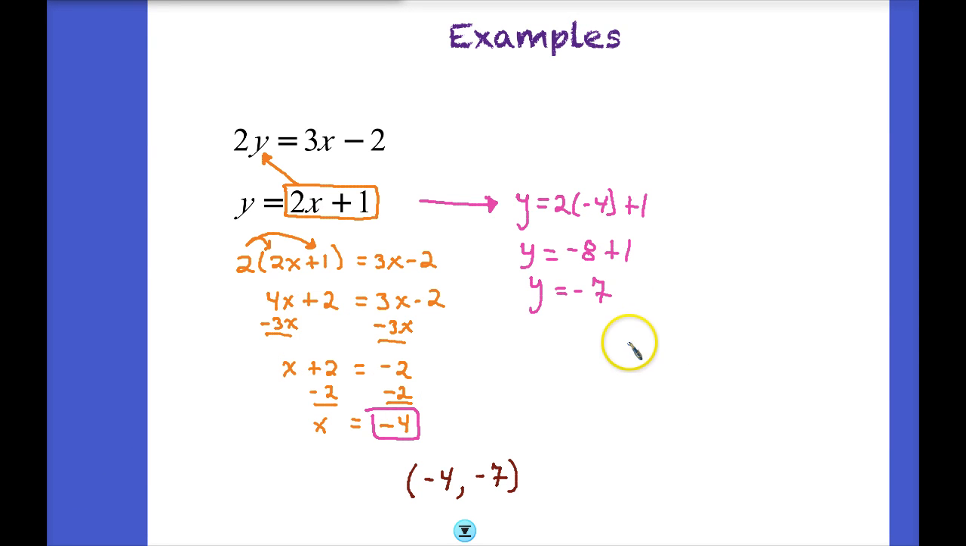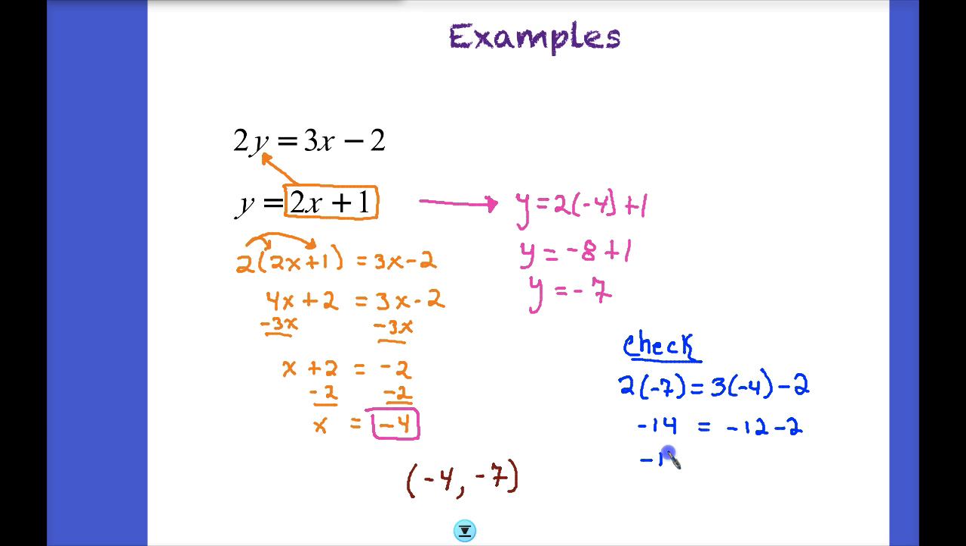So it would be easy again for me to just do a quick check. So in place of y, I would put in a negative 7, and in place of x, I would put in a negative 4. That becomes a negative 14, and on this side I have negative 12 minus 2. Negative 12 minus 2 is negative 14, and it checks in the first equation.